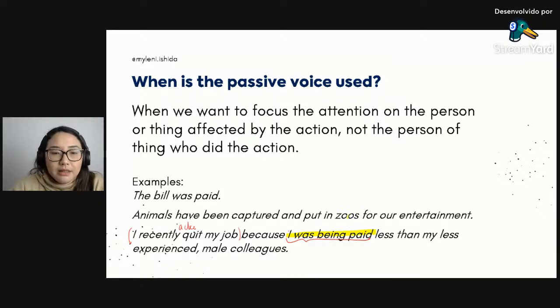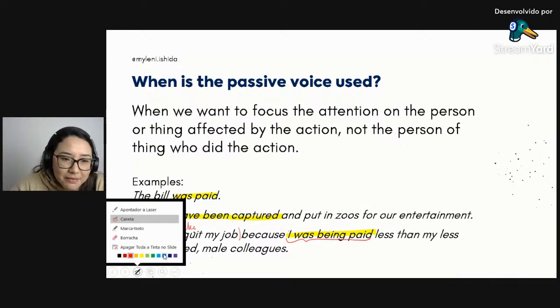Who was paying me? The company, maybe, but I don't know because that's irrelevant. The most important thing is that I was being paid less, okay? "Have been captured." This is the passive structure. "Was paid," right? There is something common with all these structures.